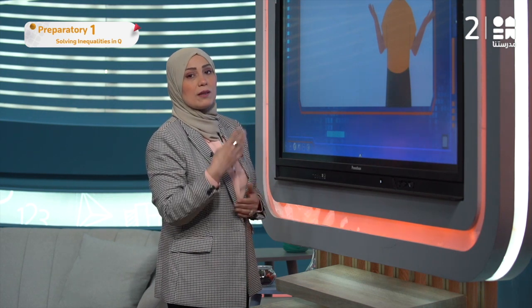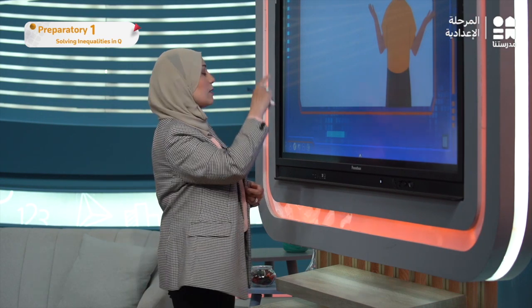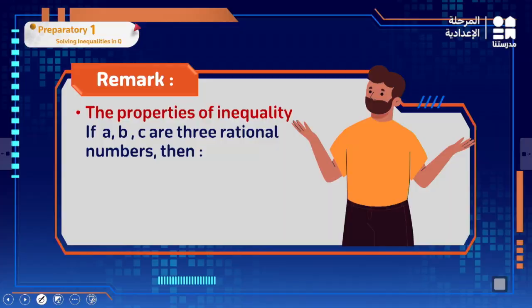So keep in mind, if we have the equal sign in the inequality, for example, less than or equal or greater than or equal, we will take the value as a solution. If we don't have the equal sign, for greater than or less than, we will not take the value as a solution. We will take the greater or the lesser numbers according to the inequality. Here we have a remark.